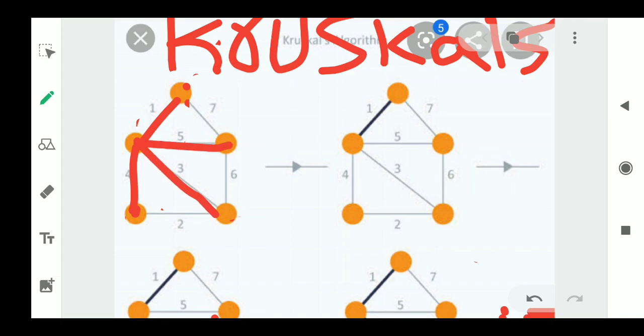So among all of them, which one is having least cost? Yes, 3 is the least cost. So I remove these two things. 3 is the least cost. So now I reach to this point.